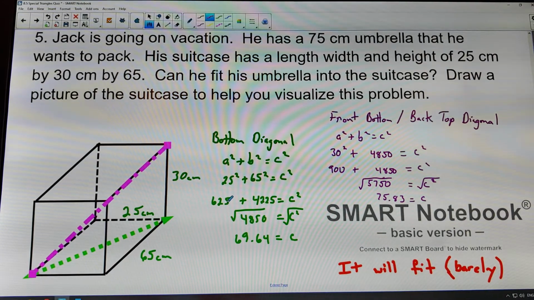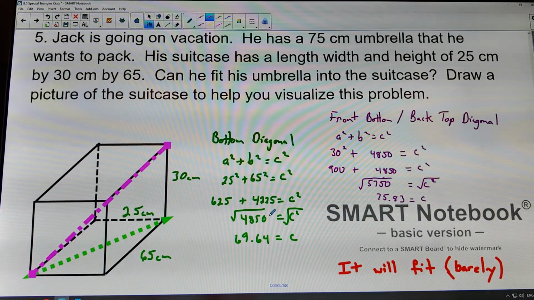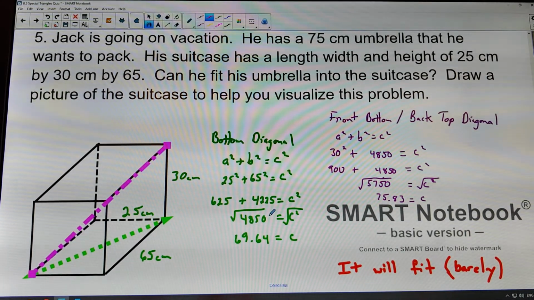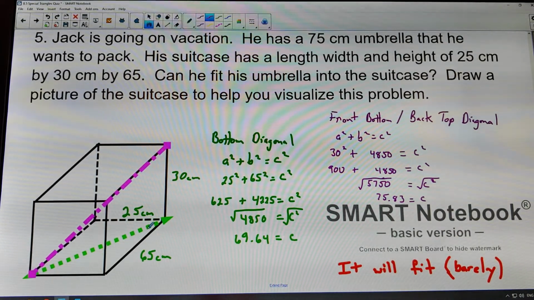Okay, so 25 squared is 625, 65 squared is 4,225. Add them up. I get square root 4,850. And then I know this one's 69.64 centimeters long.